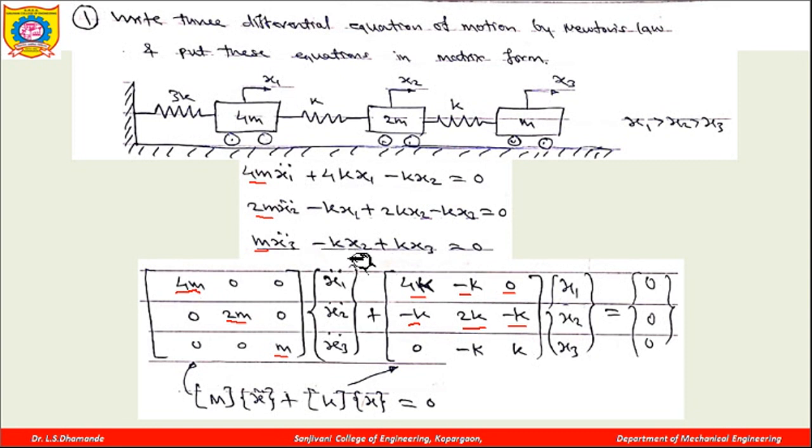Similarly in the third equation, if I observe, there is no x1, so only x2 and x3 are there. So for x1 I will write 0, for x2 I will write minus k, and for x3 I will write plus k. It means now if I multiply this row and this column of vectors, I will get the same terms. So it will be 4k x1 minus k into x2. I will get it here for the first equation.